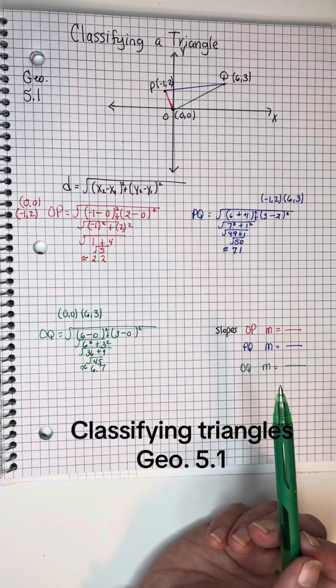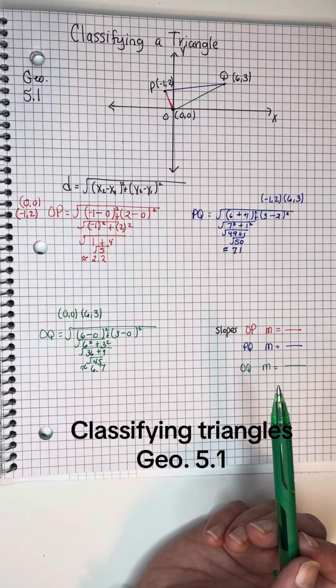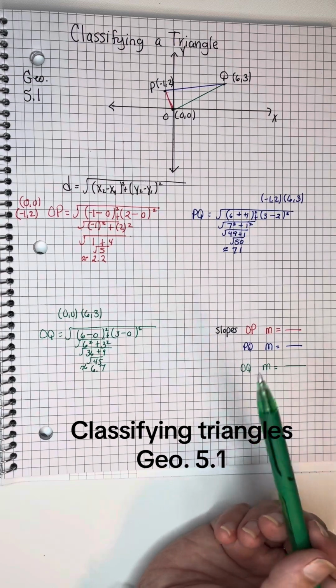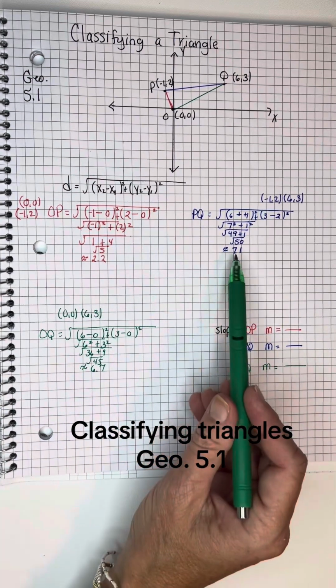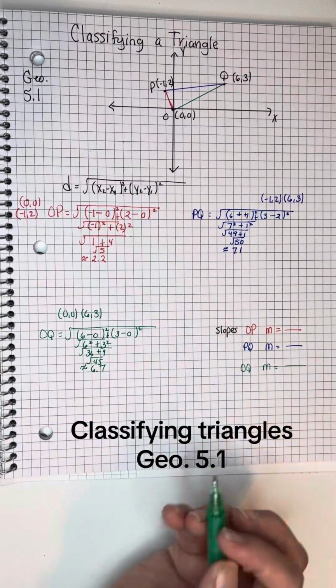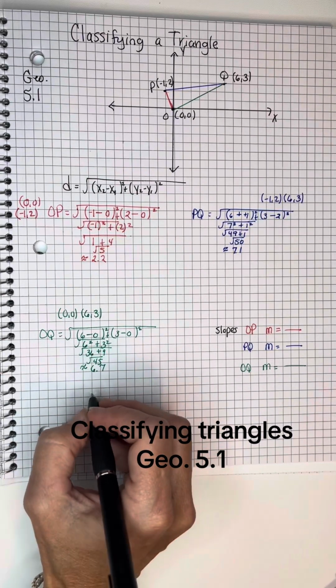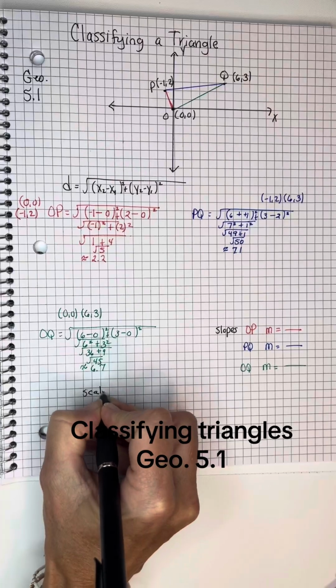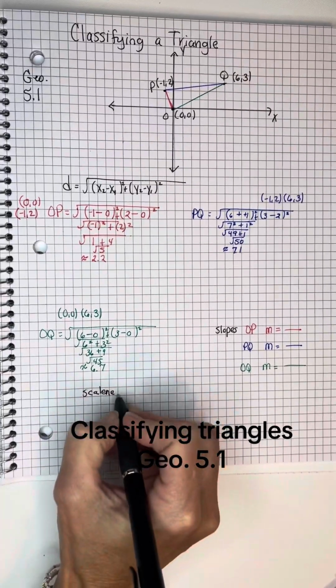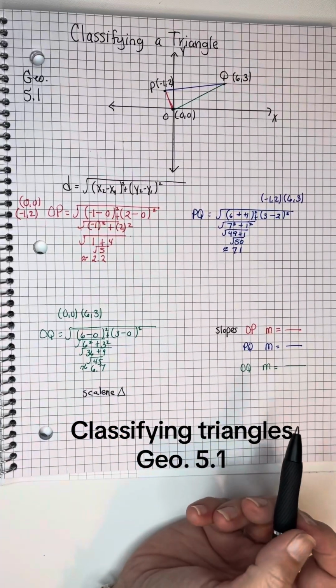What we see when we're trying to classify it: it wanted me to classify by the sides, so it's either isosceles, scalene, or equilateral. And since all the numbers are different, 2.2, 7.1, and 6.7, I know that this is going to be scalene. All right, now they're asking me if it is a right triangle.